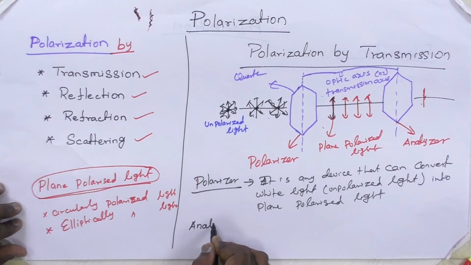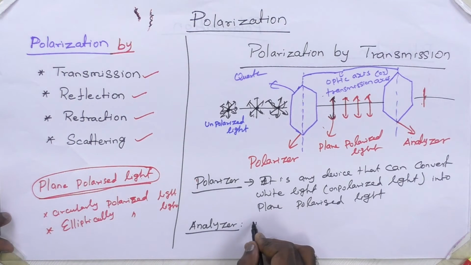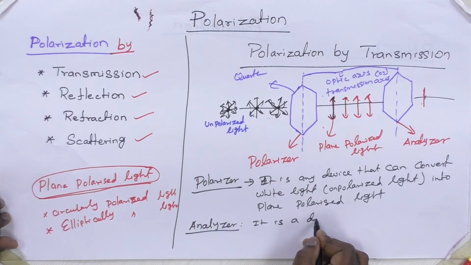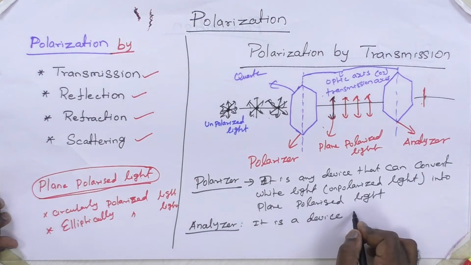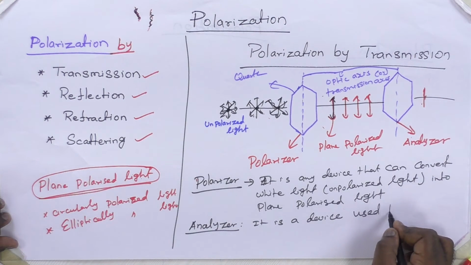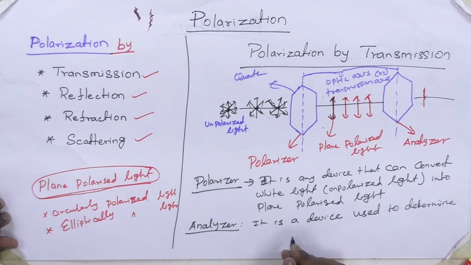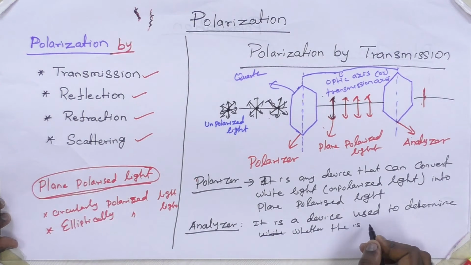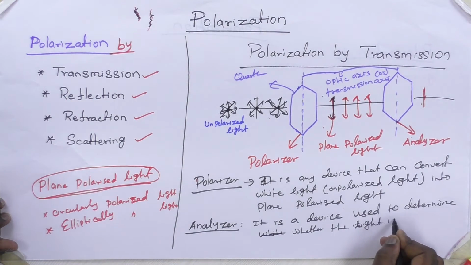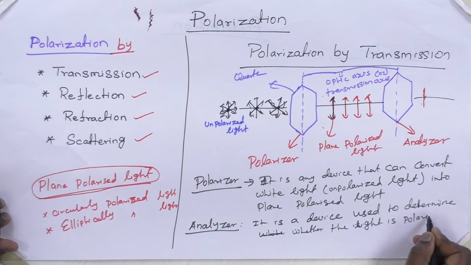What is an analyzer? An analyzer is a device used to determine whether the light is polarized or not.